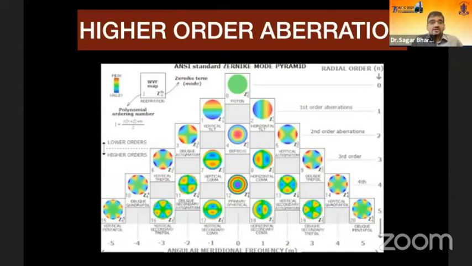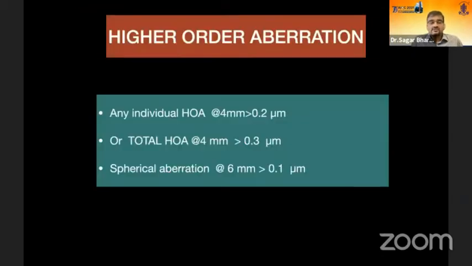Then you come to aberrations. Aberrations, as we all know, are basically imperfections in the eye, which lead to poor quality of vision. So you have lower order aberrations and higher order aberrations. Higher order aberrations constitute a very small percentage of total aberrations, but if they are present, they are a definite contraindication for doing multifocal surgery.